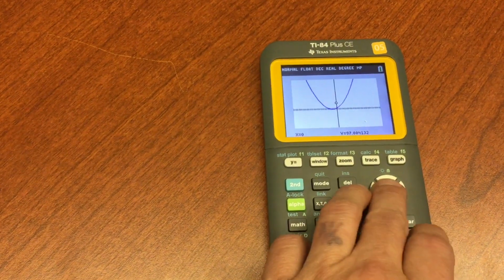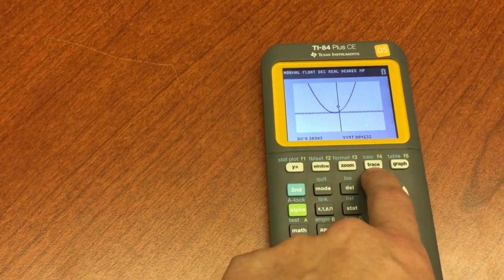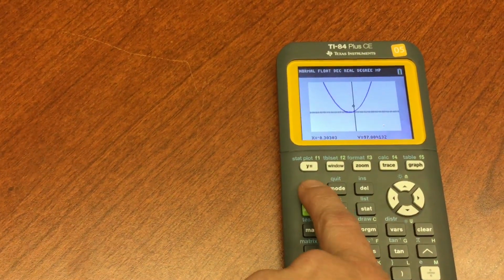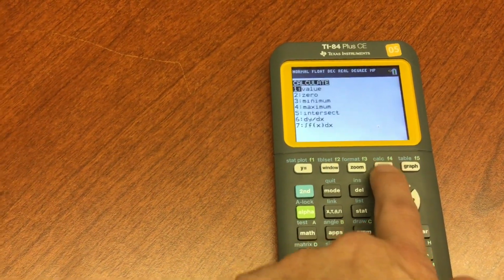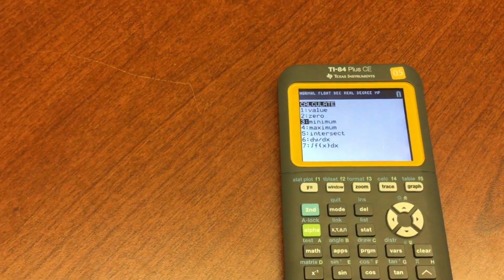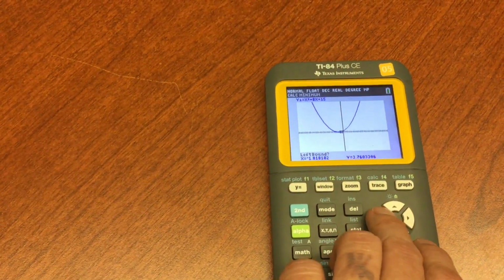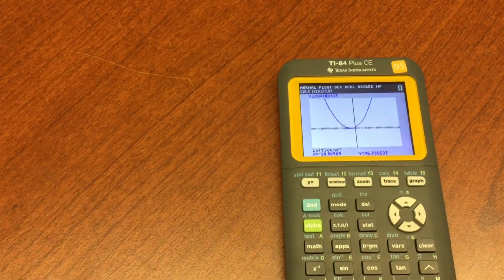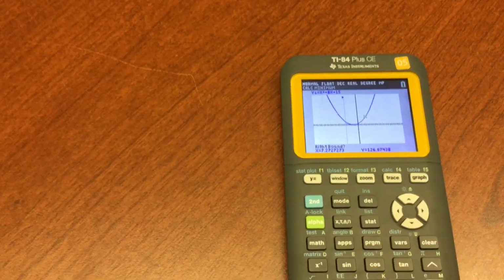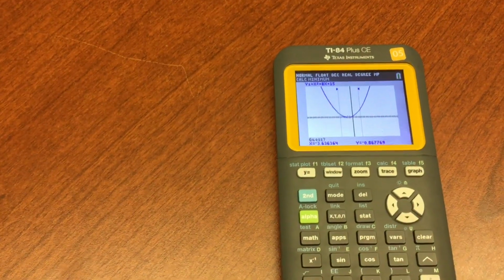But I want to know the vertex. The vertex I'm going to find by calculating. So see above the trace it says calculate. So I have to push the blue button and then calculate. Since it's the vertex, I want the minimum. So I'm going to scroll down to 3, push enter. Left bound means I want the left side of the parabola, so I arrow over. Right bound means I want the right side of the vertex, so I just arrow over. And this is my minimum, so that's going to be my guess.